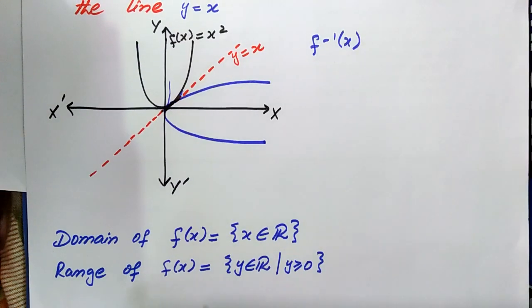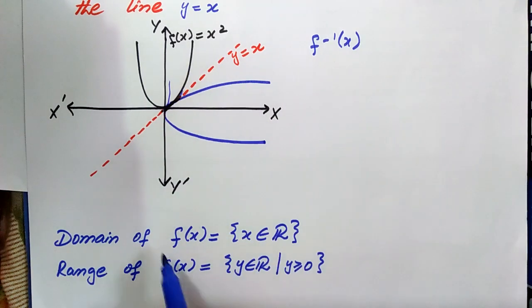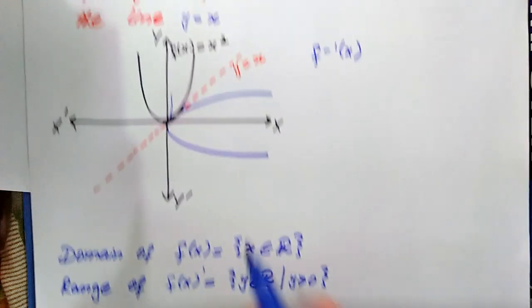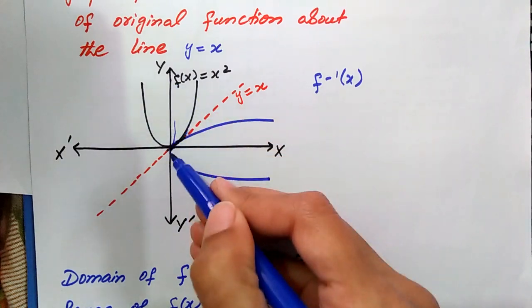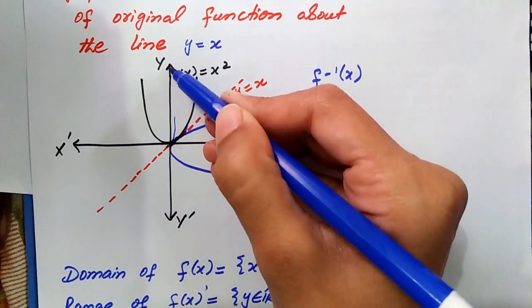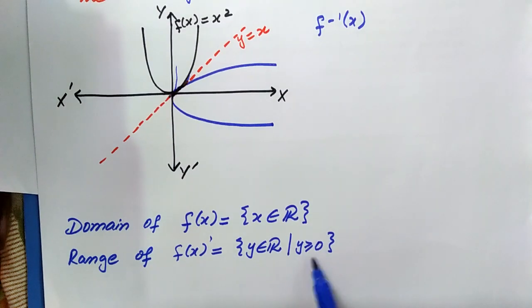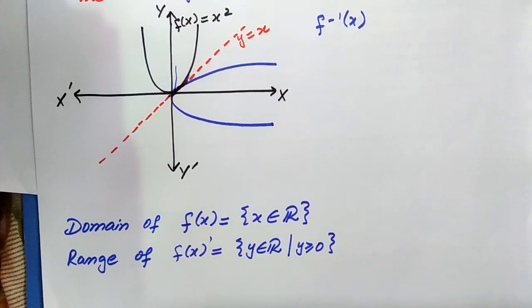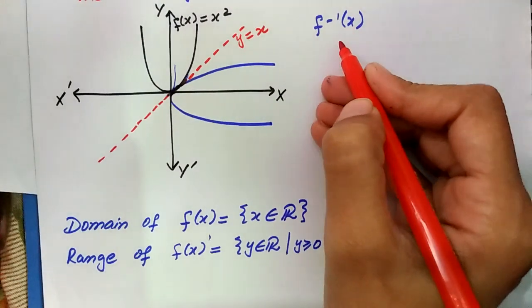When we talk about the domain and range of f of x, the domain of f of x is basically the set of all real values, and the range of f of x is basically y. The values for y will give us the range of f of x, and the values for y are basically y greater than or equal to 0. So the range of f of x is y belonging to the set of real numbers such that y must be greater than or equal to 0.